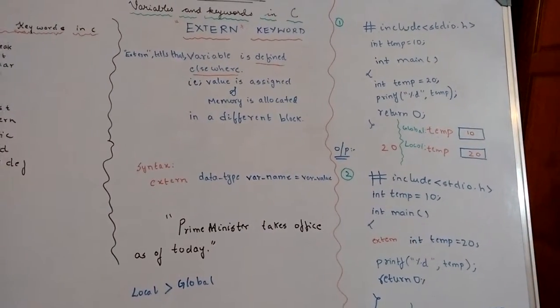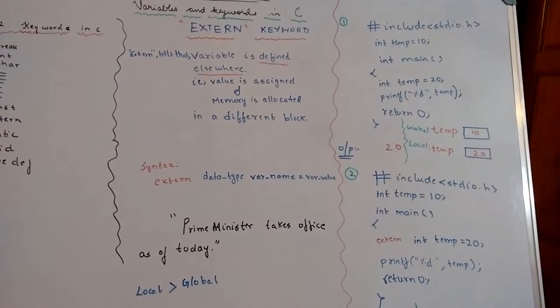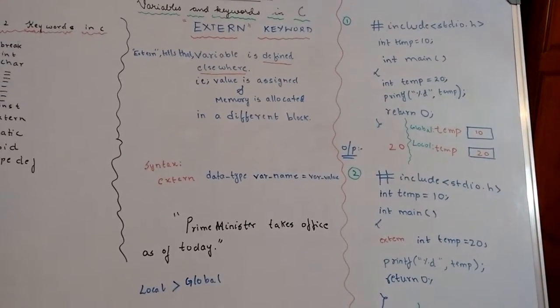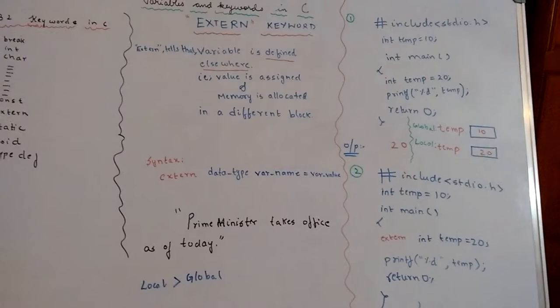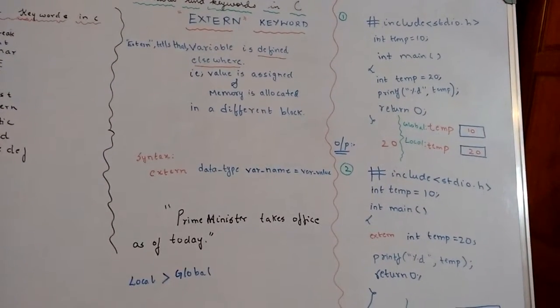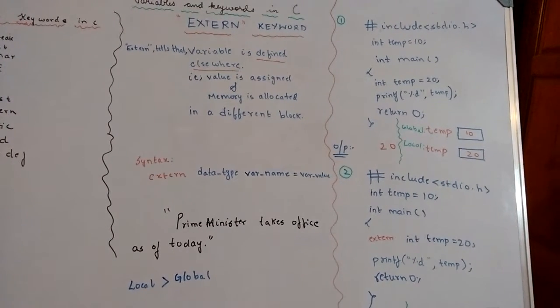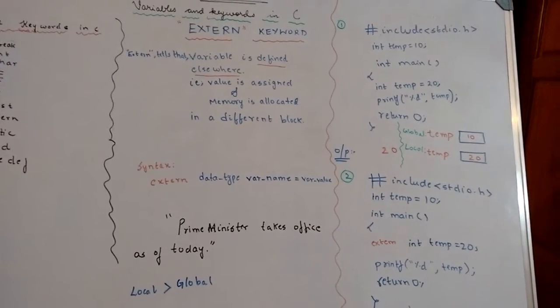So I'll just read out the definition that I have written. Extern tells us that the variable is defined elsewhere. So extern tells us that the variable is already defined in some other block. Variable definition means a value is already assigned in some other block. Memory is already allocated in a different block. That is what extern tells us.